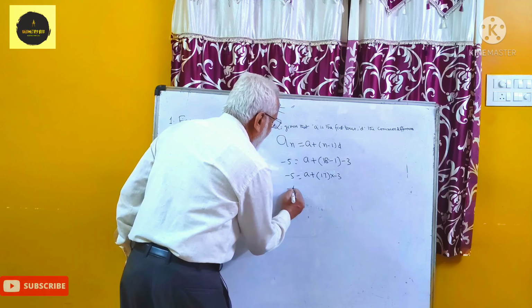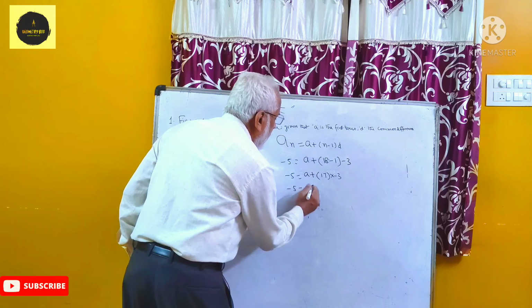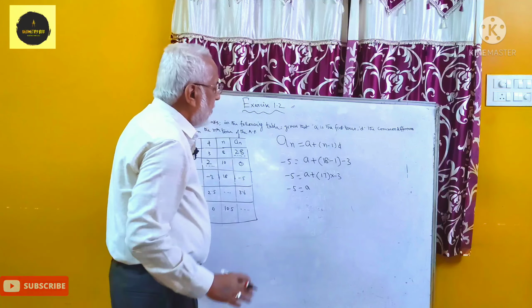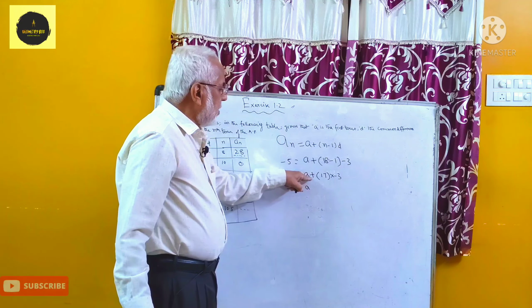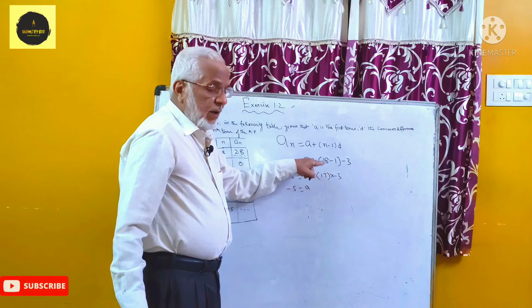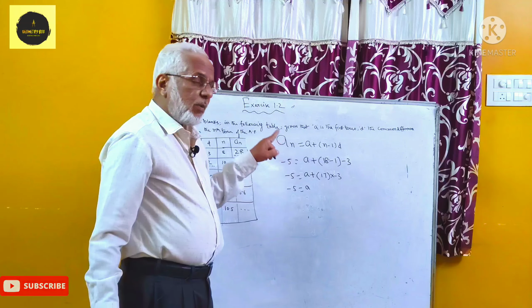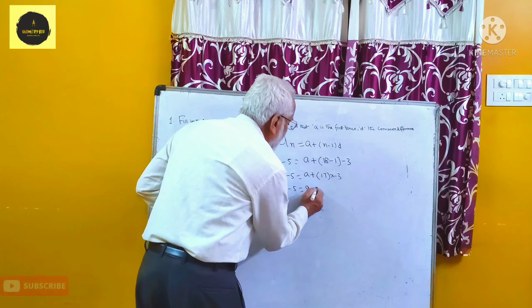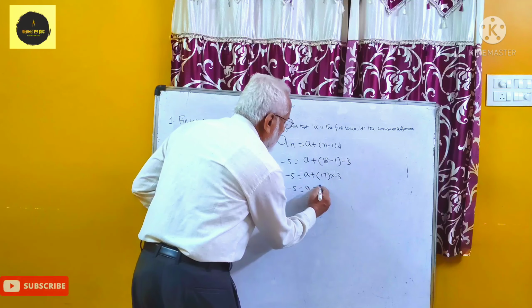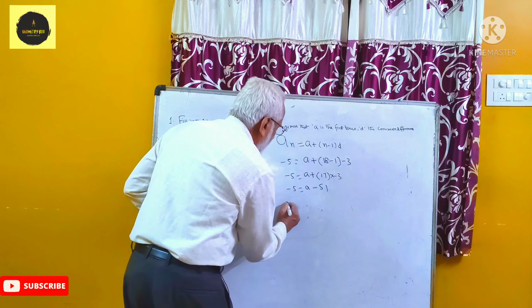Minus 5 is equal to A minus 3 into 17. Do not go to write plus. First of all, multiply minus 3 into plus 17. First multiply the sign, then multiply the number. Minus into plus, how much? It is a minus. 3 into 17, how much?